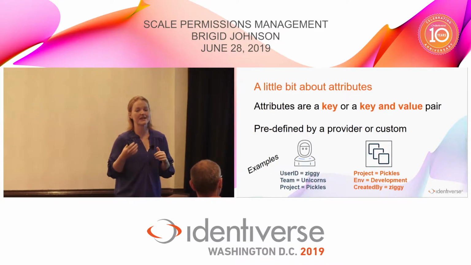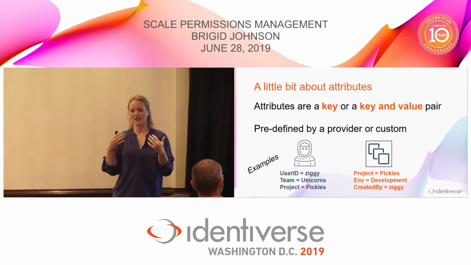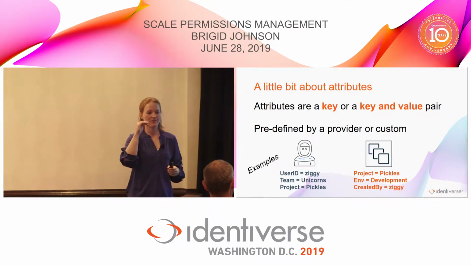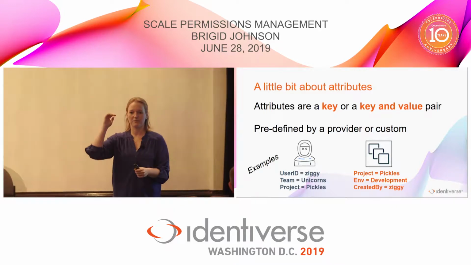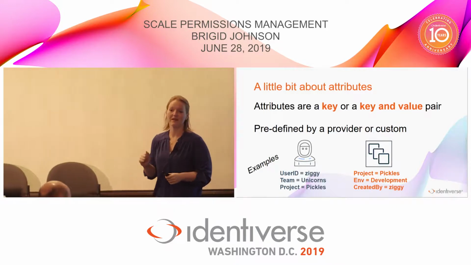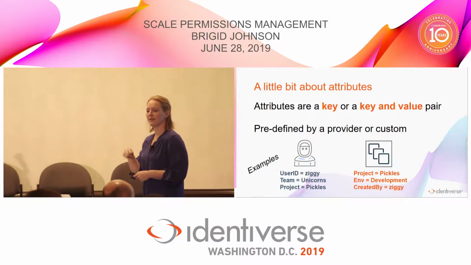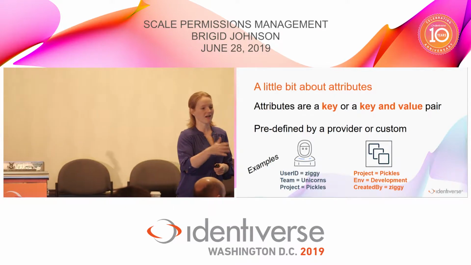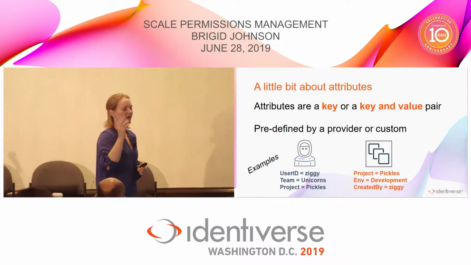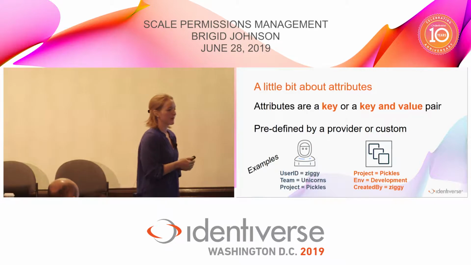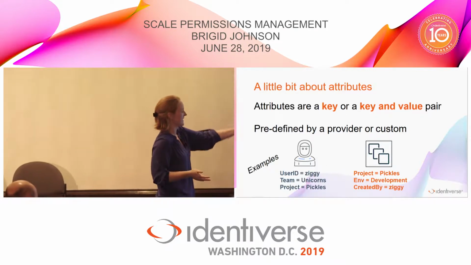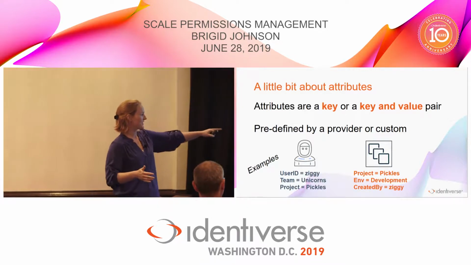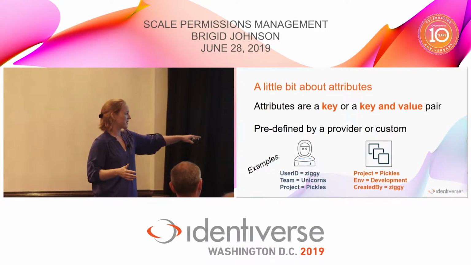An attribute can be a key. A key is simply a custom word that you apply. This could be a team name. This could be PII compliant. This could be development, right? Or it can be a key and value pair. Stage equals development. PII compliant equals true, whatever. Team equals pickles. So I have some examples here, and you can start seeing how things match but kind of don't match, right? So user ID is Ziggy, team is unicorns, project pickles.